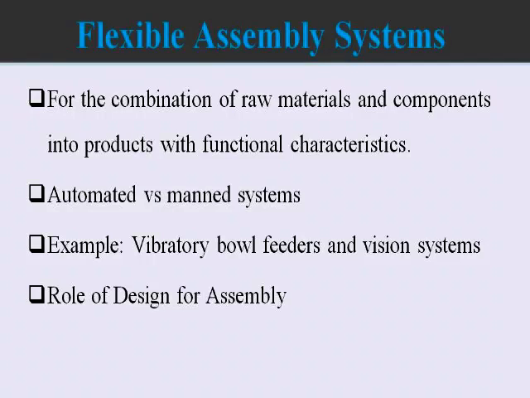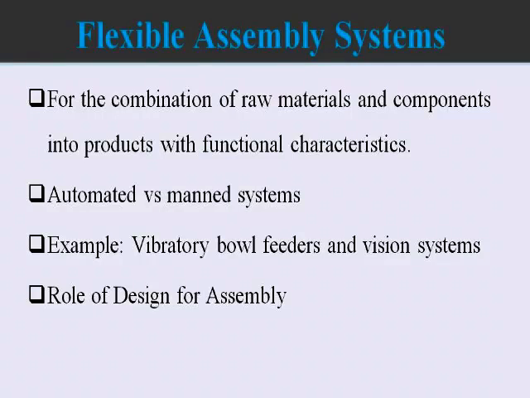Or there is another method, which is permanently joining two parts. Part A can be joined with part B by means of welding and other permanent fixing methods. For the combination of raw materials and components into products with functional characteristics, we need to use a lot of devices like feeders, hoppers, and computer-aided vision systems to take care of the assembly.